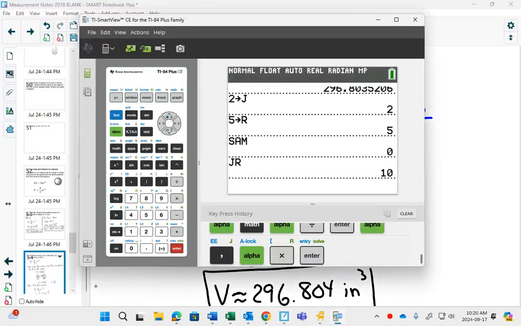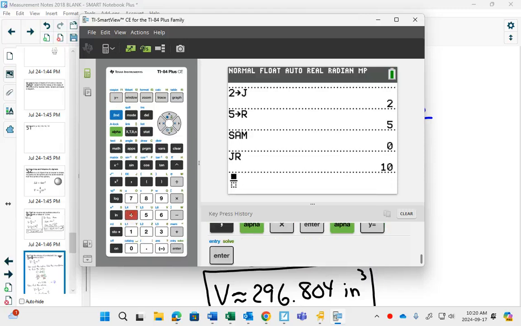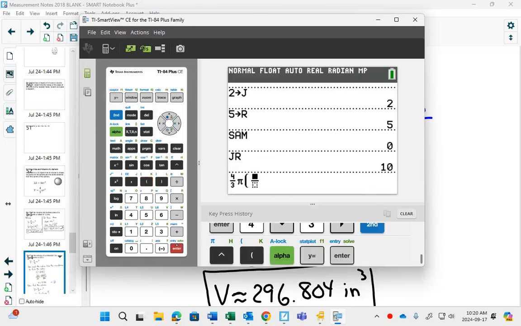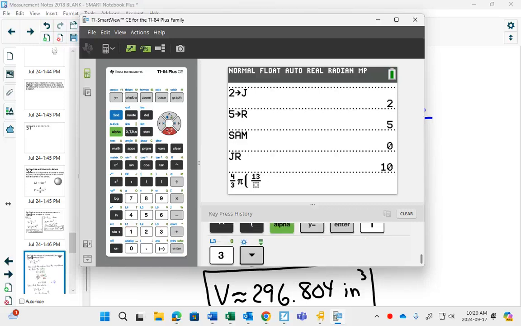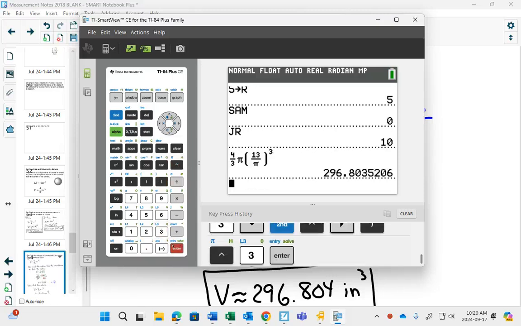Oh, that's another way I could have done this. So look, notice I could have done 4 divided by 3 pi, and then instead of using the decimals or using r, I could have put in 13 over pi, bracket, and cube that. I get the same answer again. But there I was using exact numbers all the way through.